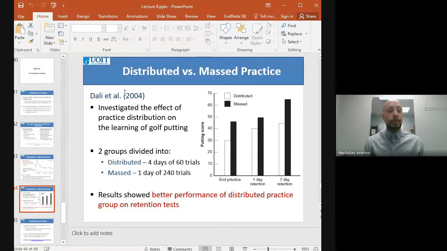Here we have golf putting. They all had to practice 240 trials, and then we see the two groups. One group did 4 days of 60 practice trials for a total of 240, or mass practice, which was 1 day of 240 trials. Which group do you think did the best? The distributed one. On a 1 day and 7 day retention, the group that did the distributed practice learned better.